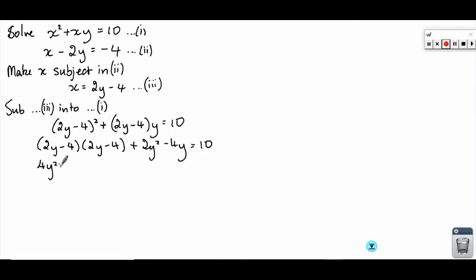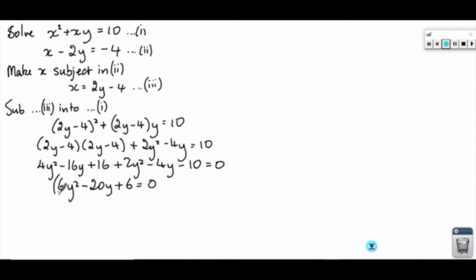So I have 4y squared minus 16y plus 16 plus 2y squared minus 4y minus 10 is equal to 0. For y squared, I'm going to collect like terms. 4y squared plus 2y squared is 6y squared, minus 16y minus 4y is minus 20y, plus 16 minus 10 is plus 6, is equal to 0. Again, this time we have a common factor. Since it's an equation, I can divide by 2. Dividing by 2, I get 3y squared minus 10y plus 3 is equal to 0.